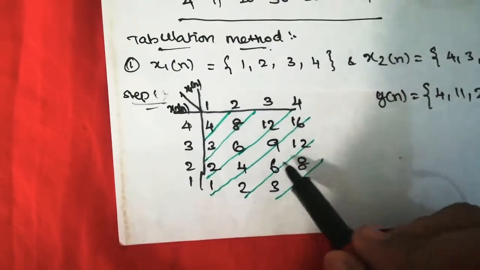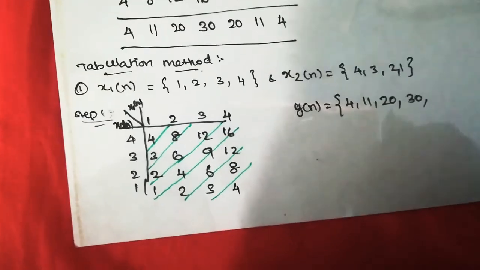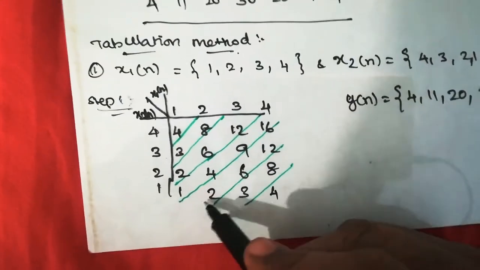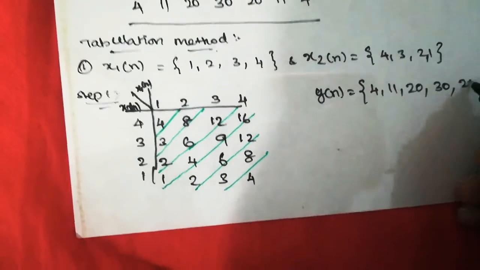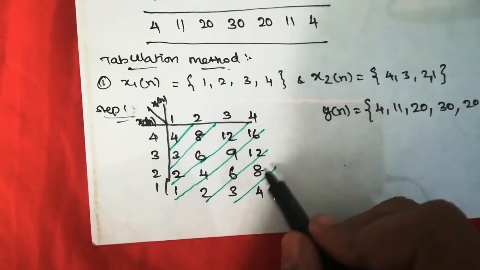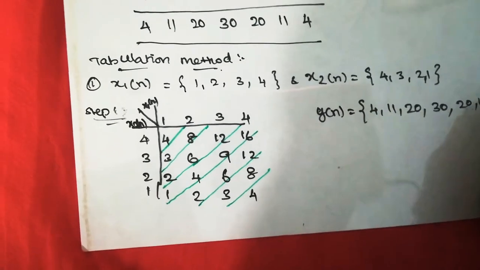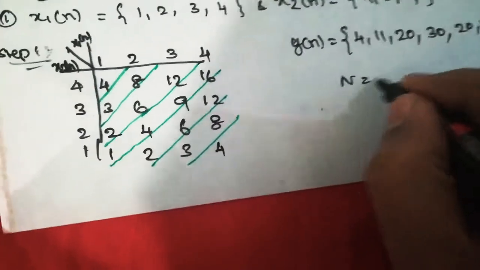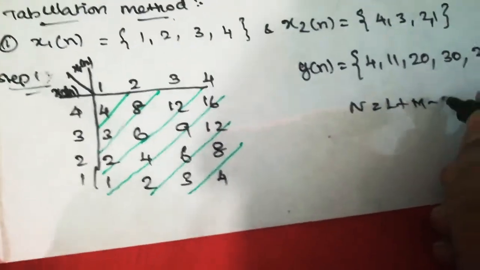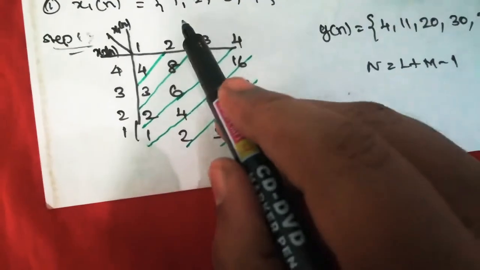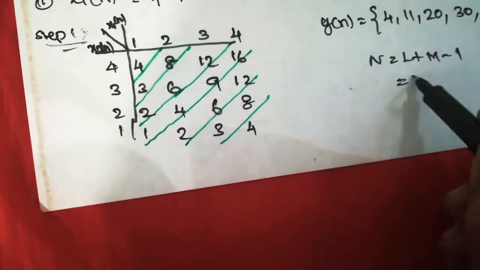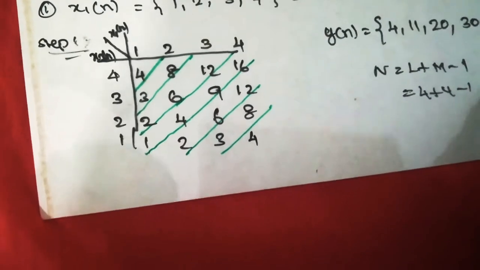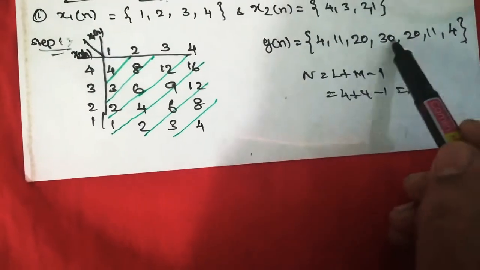Next here 6 plus 12... sorry, 6 plus 2 is 8, 8 plus 12 is 20. Next 8 plus 3 is 11. Next 4. Okay, so here the length of the output sequence N is equal to, what is that formula? N equals L plus M minus 1. Here the length of the input sequence is 4, here also 4. So 4 plus 4 minus 1, so it becomes 7. So 1 2 3 4 5 6 7.